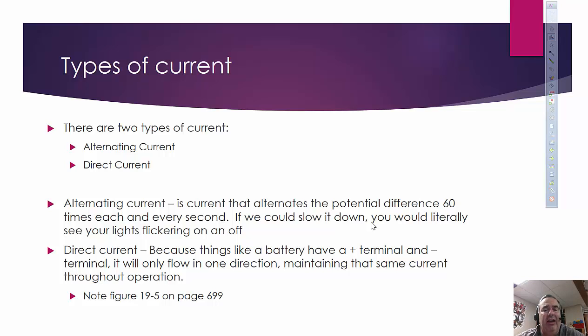On page 699 of your textbook, figure 19.5, they show you a couple different graphs. One of the graphs is basically a straight line, and that's your direct current, showing that one flow and only one type of current going. But if you look at the other one on page 699, you see a wave, a transverse wave, and what it's showing you is that back and forth movement of that electricity, so forward and back.